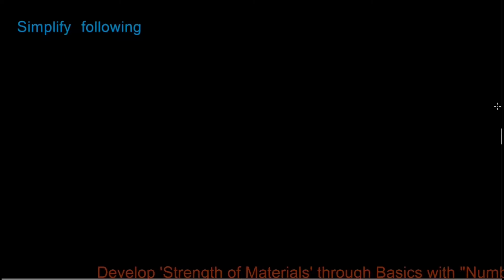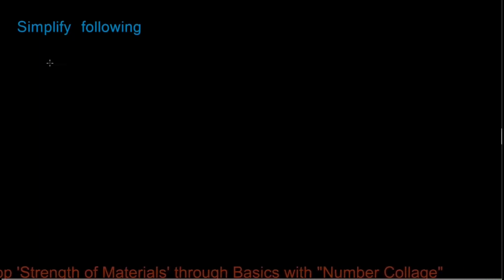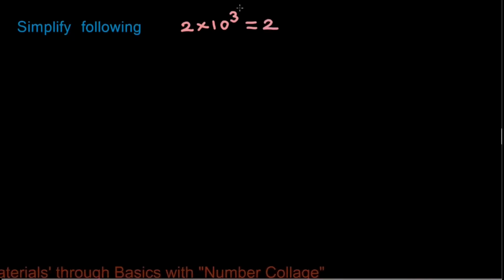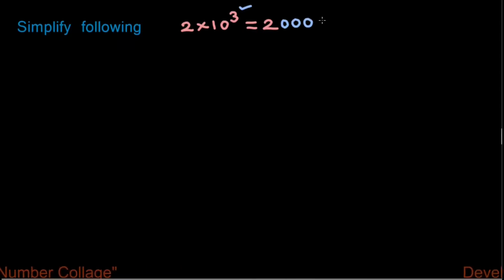3600. We have to simplify the following expressions. First is 2 into 10 cube. It will be 2. Since here the power of 10 is 3, we will put 3 zeros next to this 2. So that gives us 2000 as the simplified form.